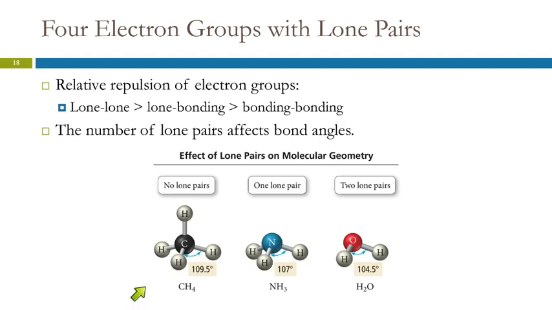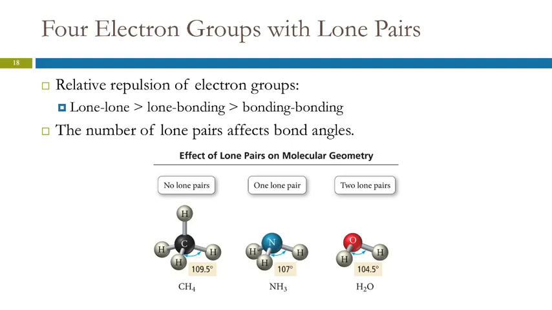With methane, we have no lone pairs. All of these have an electron geometry that's tetrahedral. This one has no lone pairs, 1 lone pair, and 2 lone pairs. So here we have the expected angle of 109.5. In ammonia, it's smaller, it's 107. It's smaller still in water, 104.5, because there are 2 lone pairs out here, and those 2 lone pairs are going to repel each other a lot.